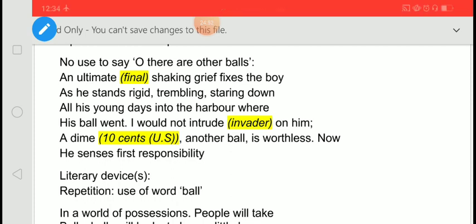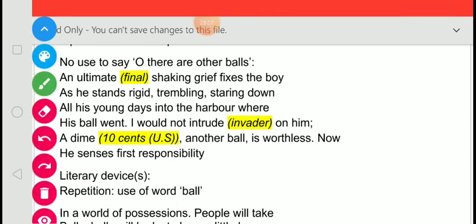Okay, he has other balls too. There is no benefit of him because the boy is feeling very sad. He is completely surrounded by sorrow. An ultimate shaking grief fixes the boy. The boy is very sad and is completely surrounded by the sorrow.